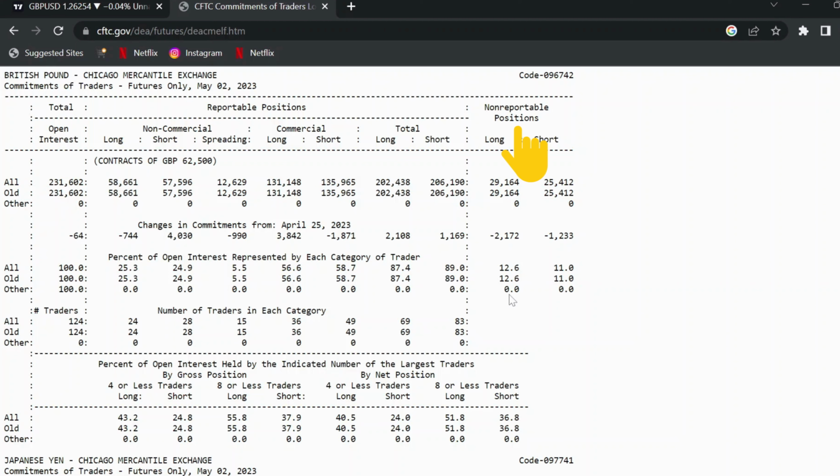So in all these reports, ignore everything else. What you should be looking at are just three things. First thing is the open interest. Second thing is the non-commercial. And under the non-commercial, we look at the long and the short. So that's it.